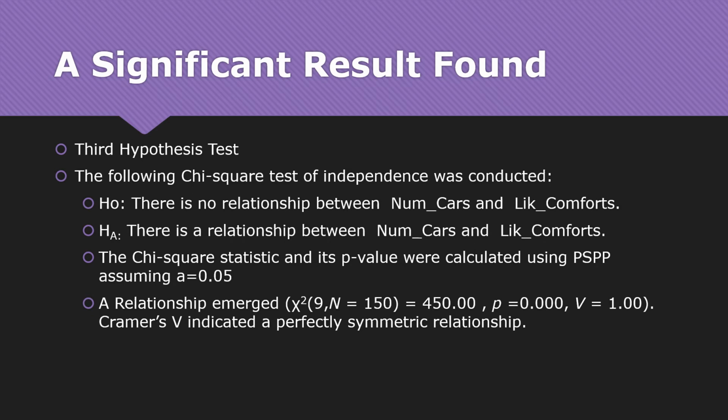A relationship emerged. Chi-square degrees of freedom were 9. The number of cases 150. Chi-square equals 450, the p-value equals 0, and the V equals 1. Cramer's V indicated a perfect symmetric relationship.